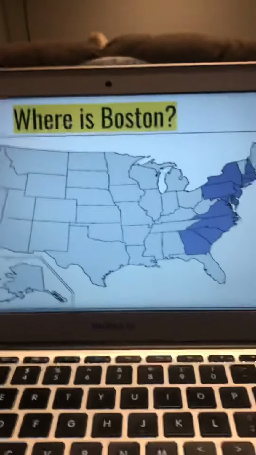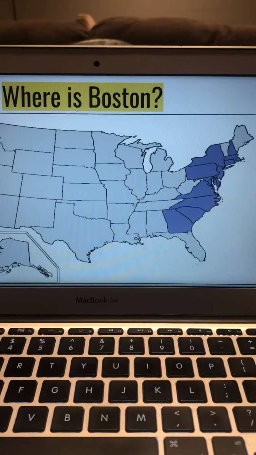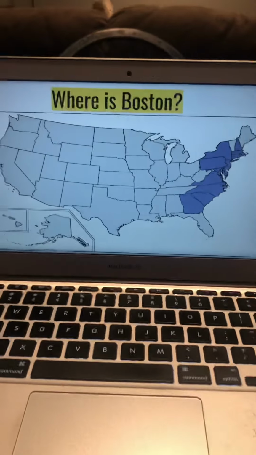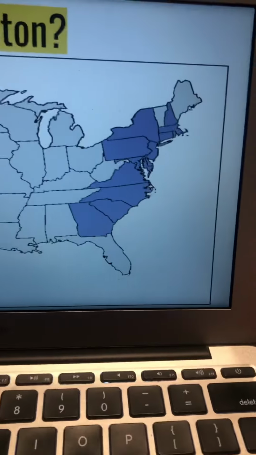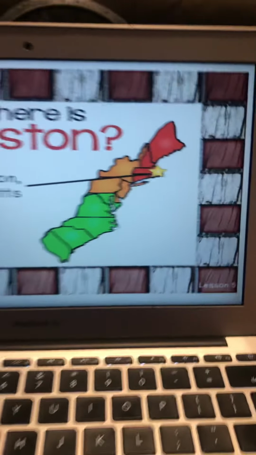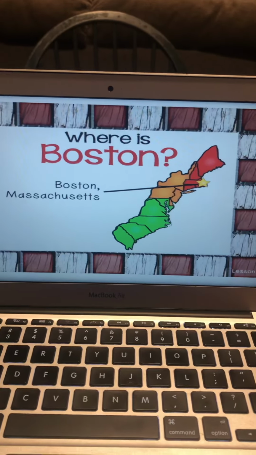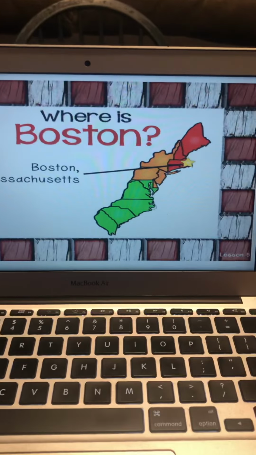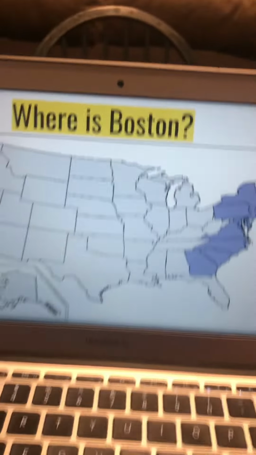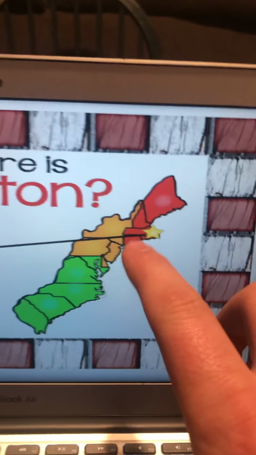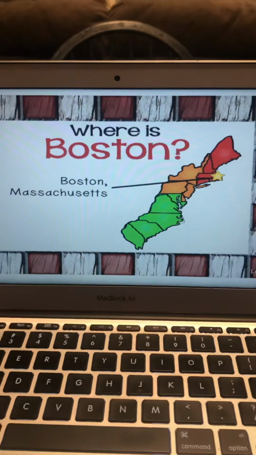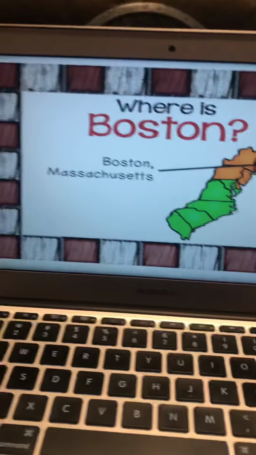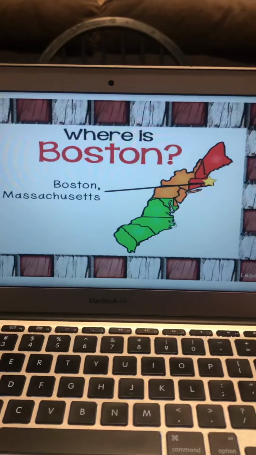So, can anyone tell me where Boston is? Okay, there's the map, and there's the 13 colonies. If you said right there, you are correct. It's in Massachusetts. So Massachusetts is this one right here. Where's Boston? Boston, Massachusetts. Right there where the star is at. Great job if you got that. If you didn't, that's okay.